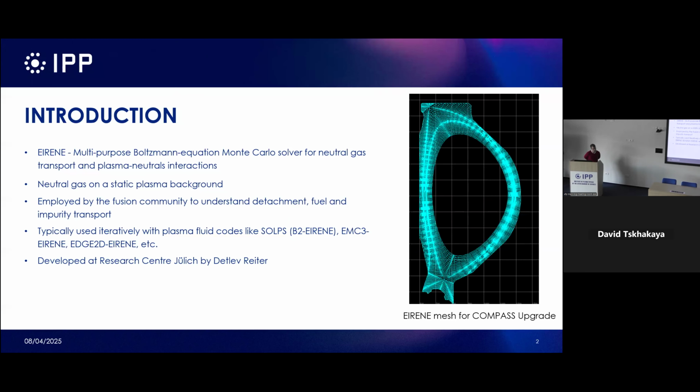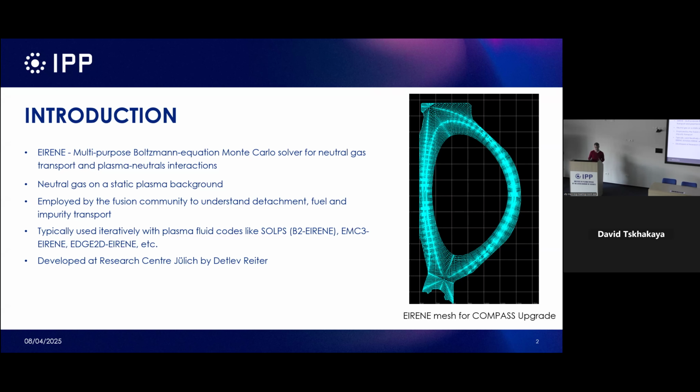So just an introduction, as I said, EIRENE is a Monte Carlo solver for neutral atoms, deuterium atoms or molecules, or impurities. In general, it's a multi-purpose Boltzmann equation solver. It solves the transport of the neutrals on a static background plasma that's used as an input, so usually from fluid codes.